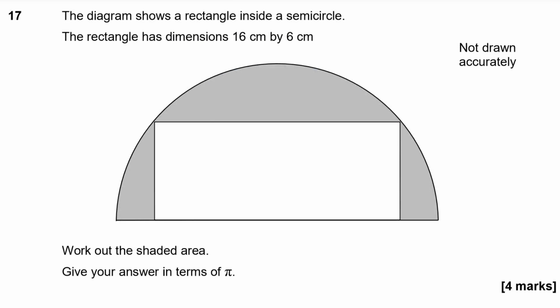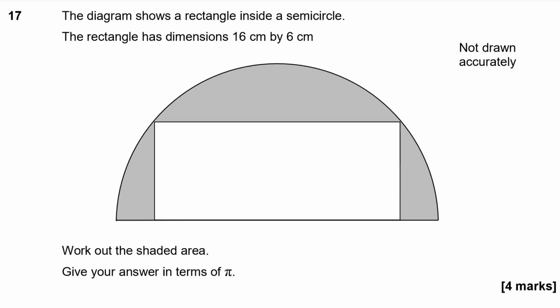Okay, so the diagram shows a rectangle inside a semicircle. The rectangle is dimension 16 centimeters by 6 centimeters, and we need to work out the shaded area. So you can see this shaded area then is half a circle, a semicircle, with that rectangle taken out of it. So finding the area of the rectangle is pretty straightforward. What we need in order to work out the area of the circle is going to be the radius. That's going to be the tricky bit.